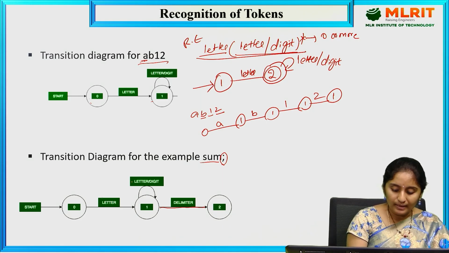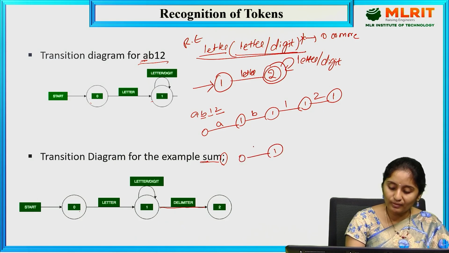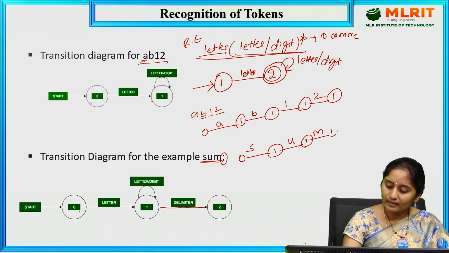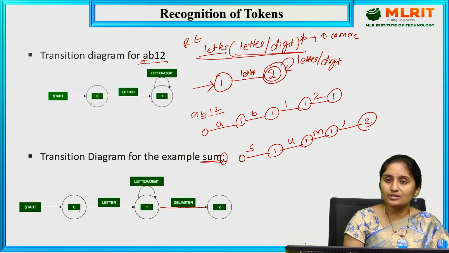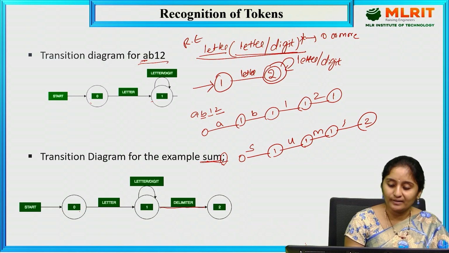So for sum, S moves from state 0 to state 1. The next character is U, which keeps it in state 1 itself. The next one is M, again staying in state 1. Then I have the semicolon, which is a delimiter, so it moves to the second state. This is the transition diagram for the identifier.